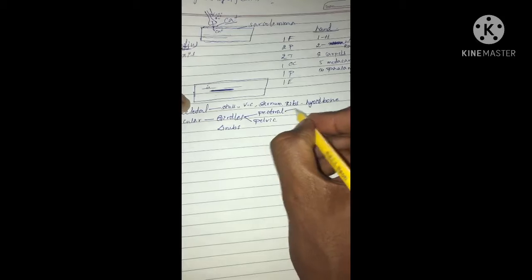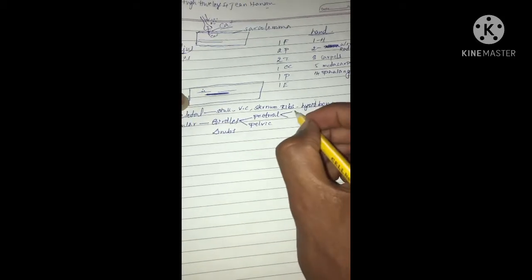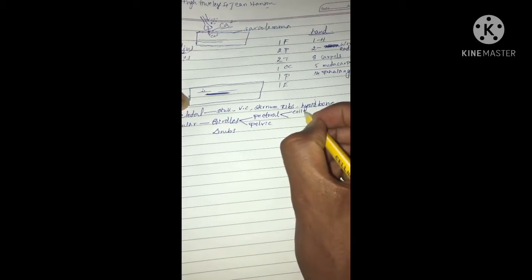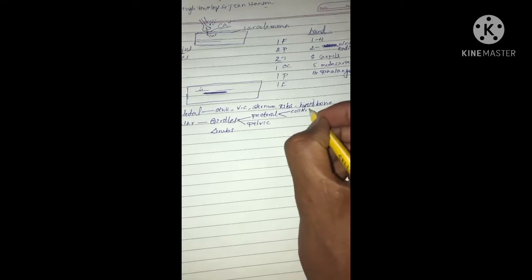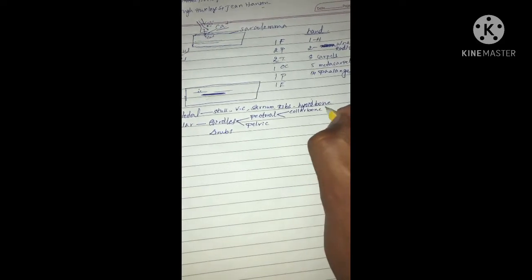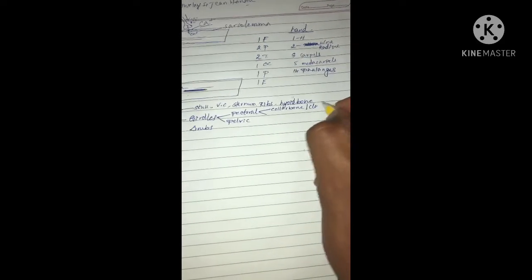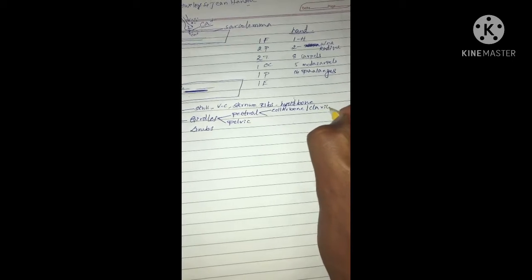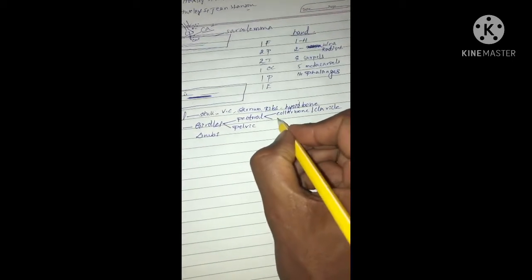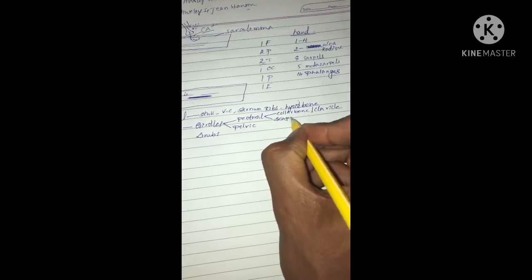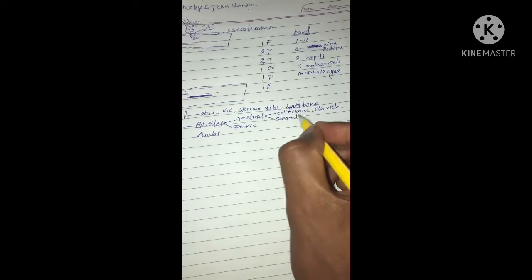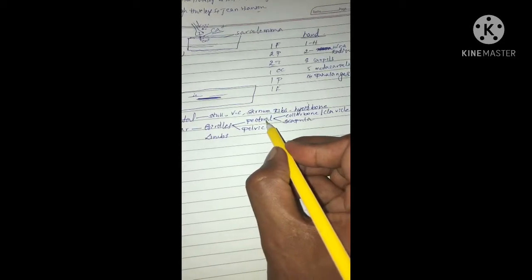In the pectoral girdle, two bones are formed. One is the collarbone, commonly known as the clavicle. Another one is the scapula. Both the collarbone and the scapula are collectively called the pectoral girdle.